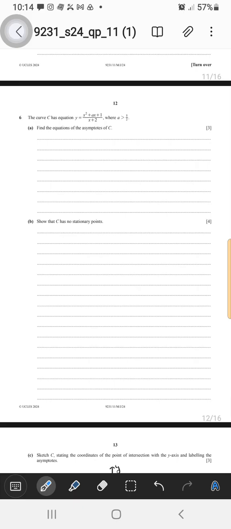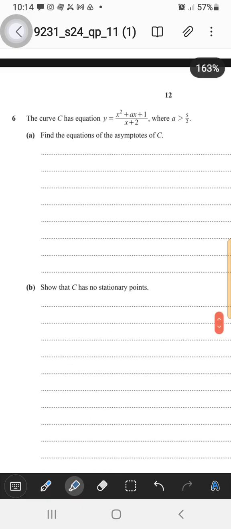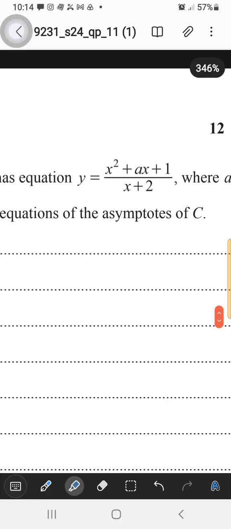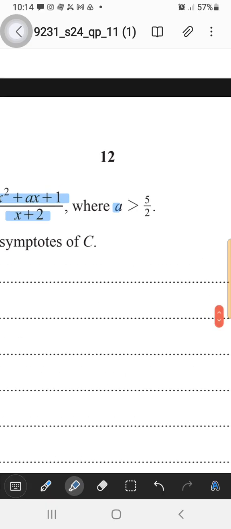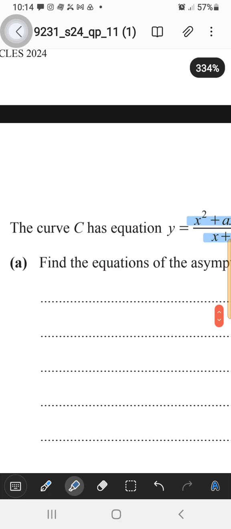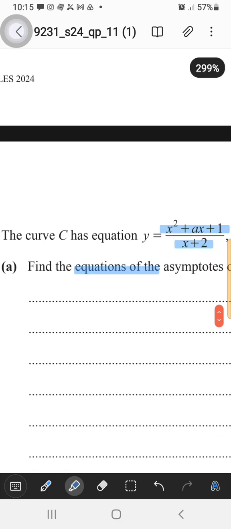Assalamu alaikum. In this video, we are going to solve question 6 from May-June 2024 paper 1 variant 1, which covers rational functions. Let's read the question. The curve C has equation y equal to (x square plus ax plus 1) over (x plus 2), where a is greater than 5 upon 2. In the first part it is saying find the equations of the asymptotes of C.